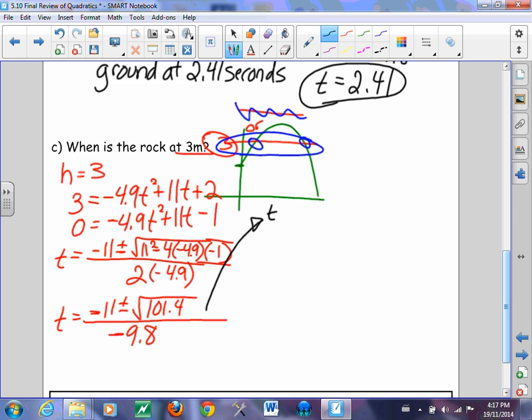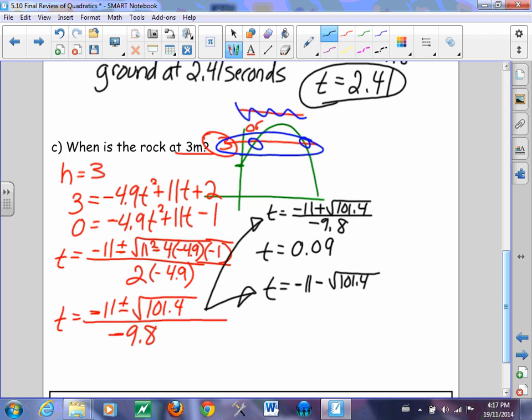So we're going to say t equals negative 11 plus root 101.4 divided by negative 9.8. Plug that in your calculator, folks. And that's going to be 0.09. Take a look at your second one. t equals negative 11 minus square root of 101.4 divided by negative 9.8. Plug that in your calculator, 2.15.